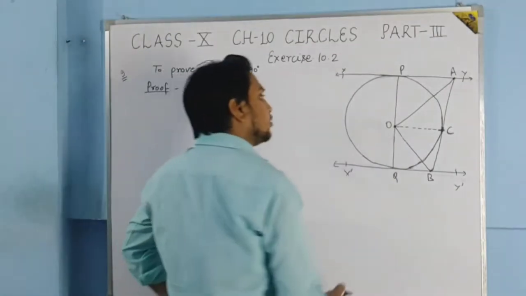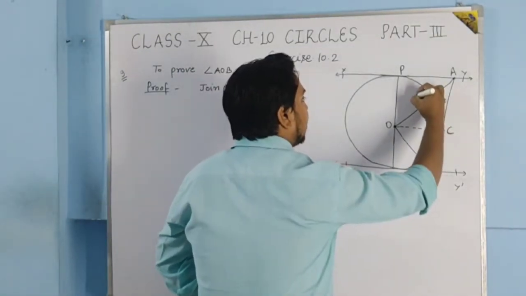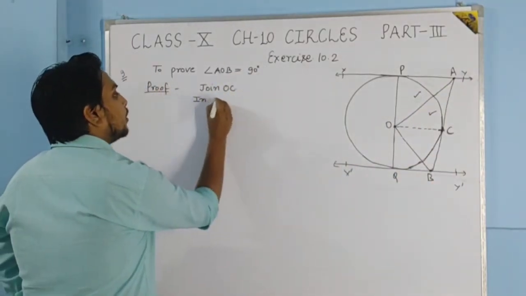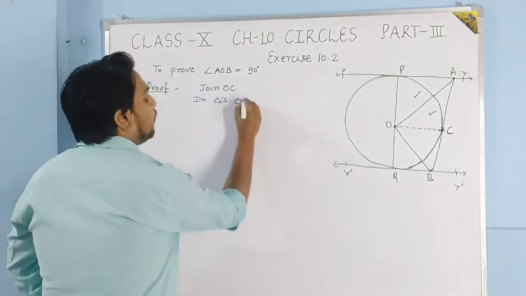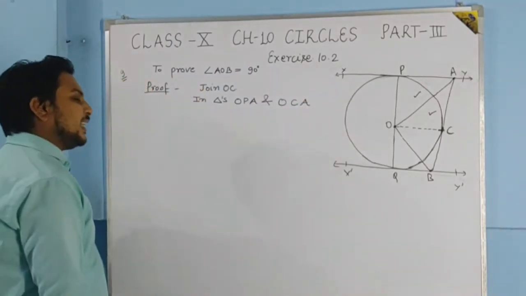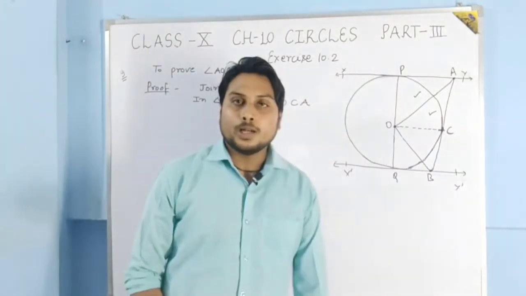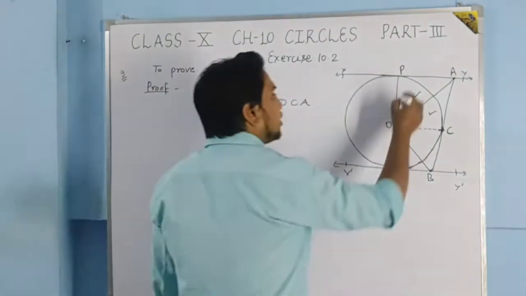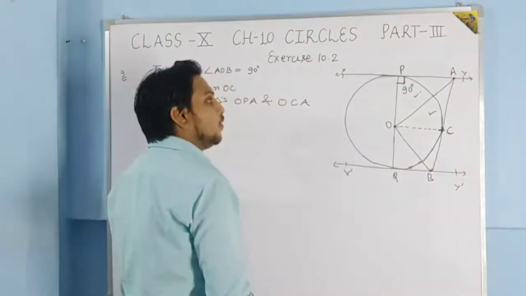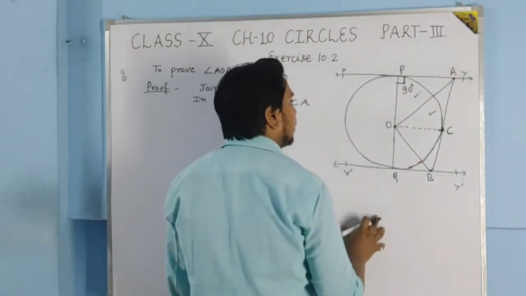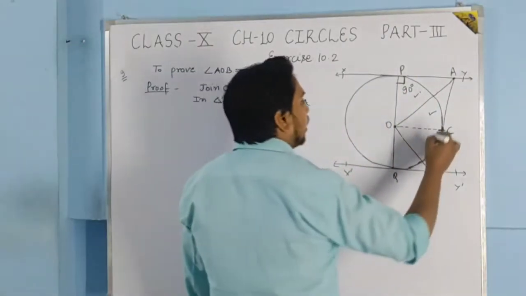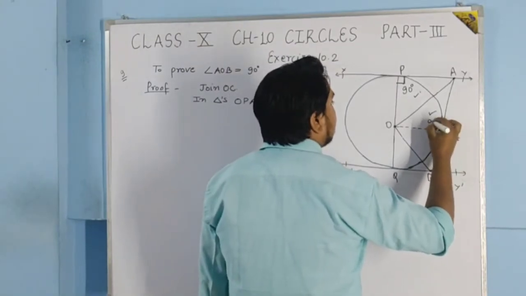After joining OC, students, firstly let us see in these two triangles, OPA and OCA. Students, this angle will be equal to 90 degree. Why? Because it is the property of tangent that it is perpendicular to the radius at the end point. Here also it will be equal to 90 degree.